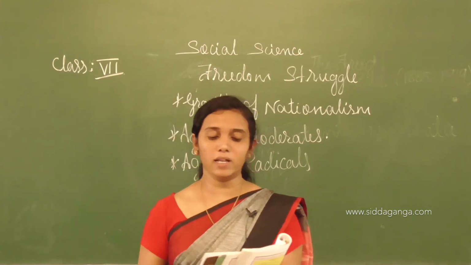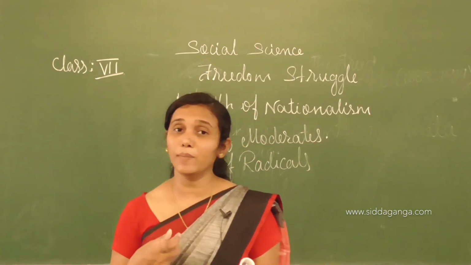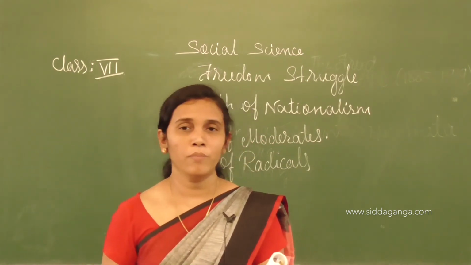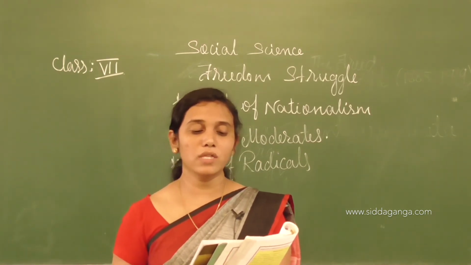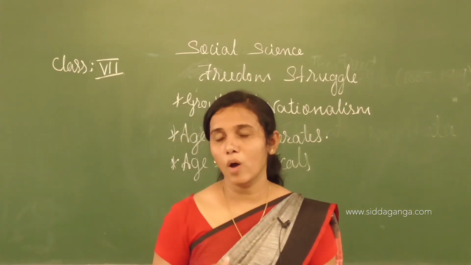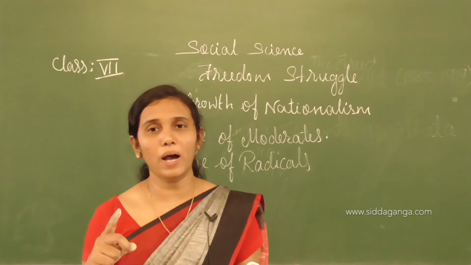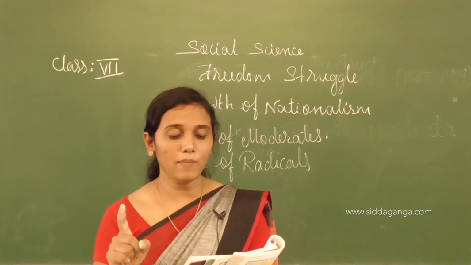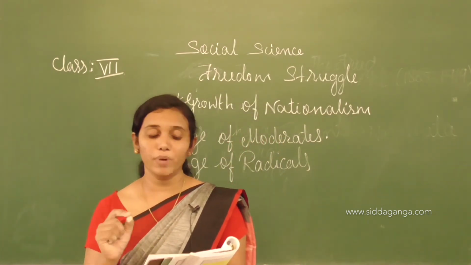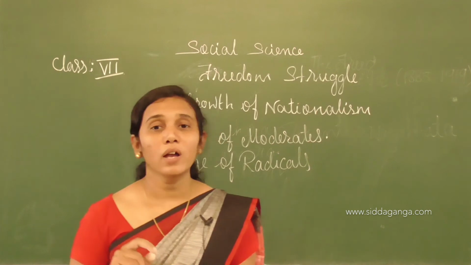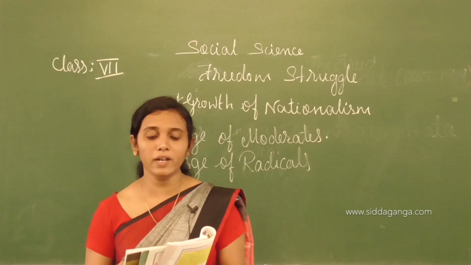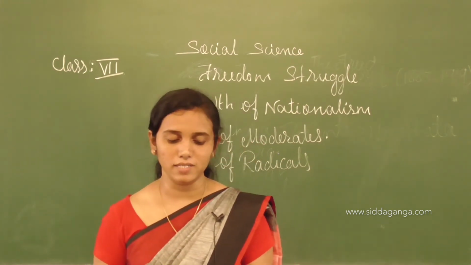A new group emerged in the Congress which questioned the wait-and-see policy of the moderates. They were the radicals. Lala Lajpat Rai, Bala Gangadhar Tilak and Bipin Chandra Pal were the leaders of this group and were popularly known as Lal Bal Pal. Lal means Lala Lajpat Rai, Bal means Bala Gangadhar Tilak, and Pal means Bipin Chandra Pal. The period between 1905 and 1919 is considered the age of radicals.